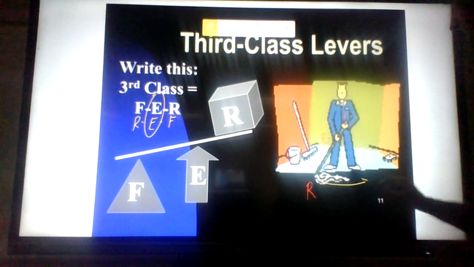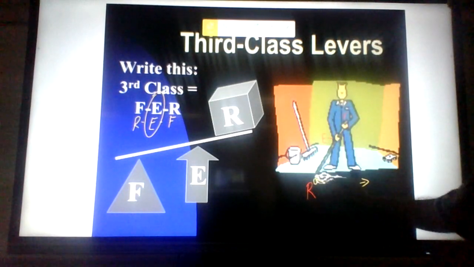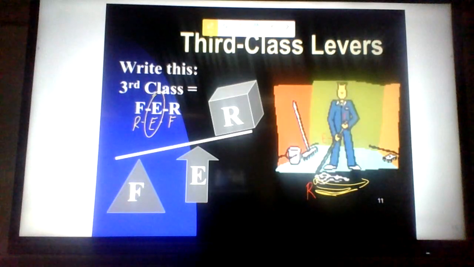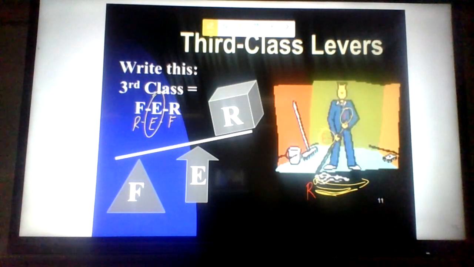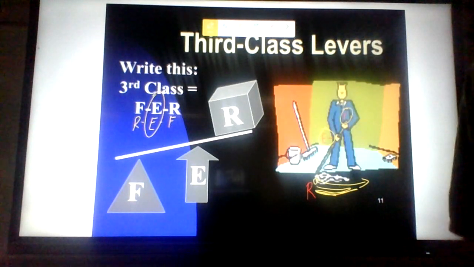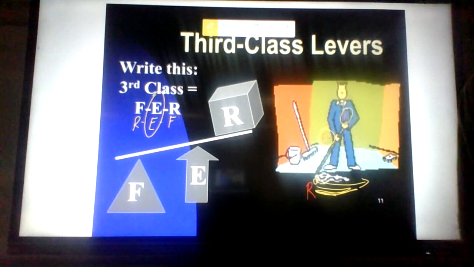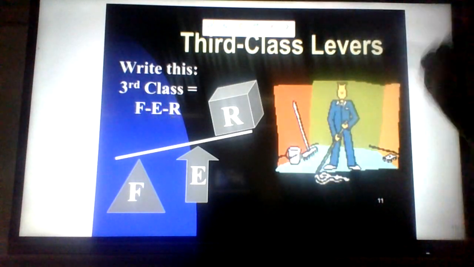So his scraping the mop across the floor back and forth, that's going to provide the resistance. There's a turning point there, and he's pulling right there. Okay, so third class lever. Think of a baseball bat as well. Okay, it would be a lot easier to show you in class, but we don't have really much space up here to do that. But there you go with your three classes of levers.